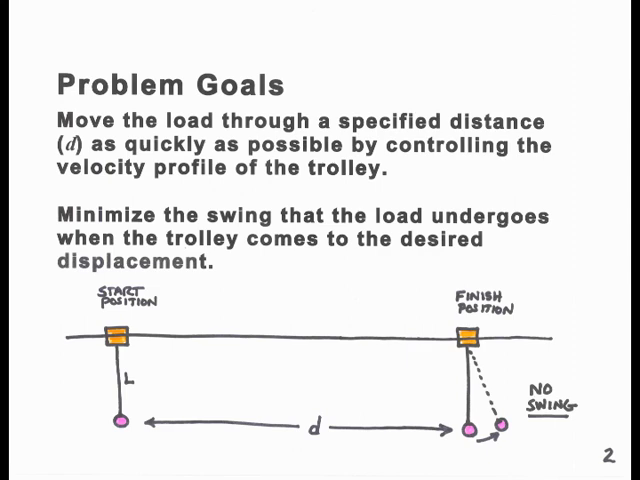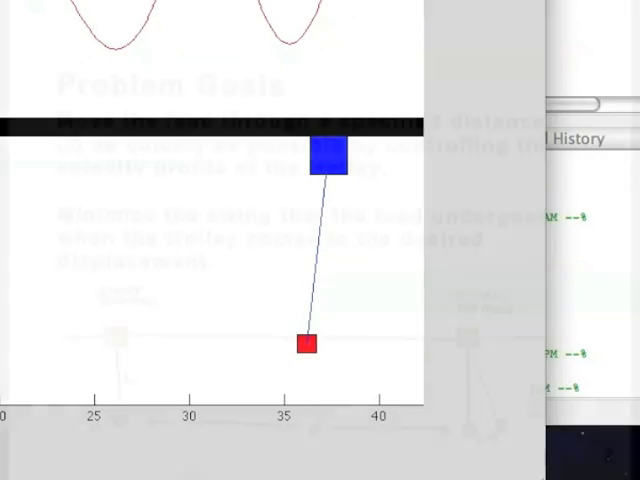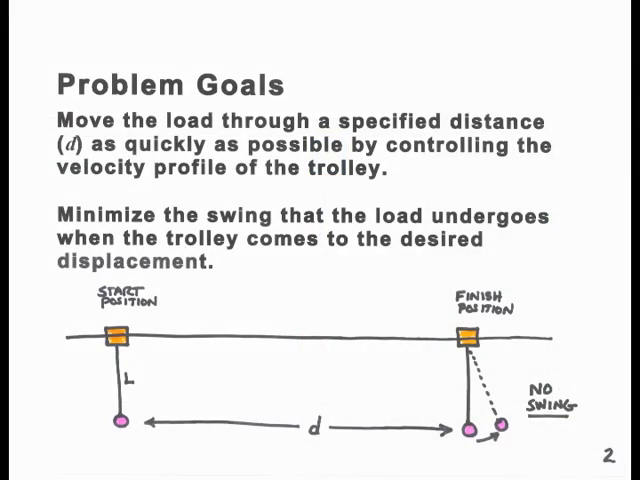In our last presentation, we showed a simulation, and in this simulation we did move the desired distance, but there was considerable swinging of the load at the end. So the task we have before us is that of adjusting the timing of the segments of acceleration, coasting, and deceleration so that we move the specified distance, but have no swing at the end of motion.